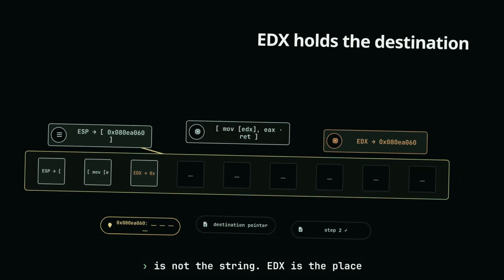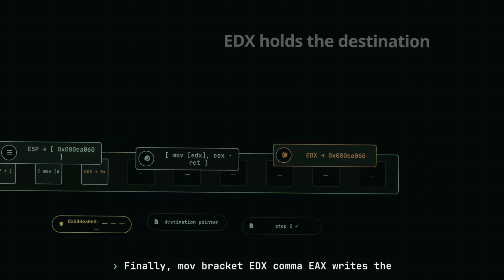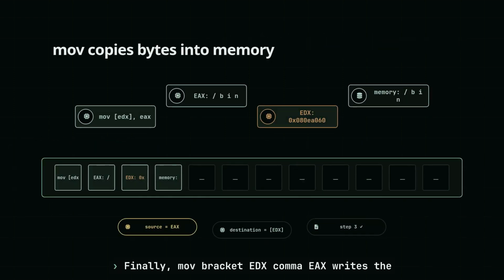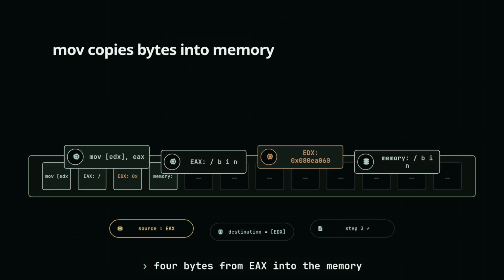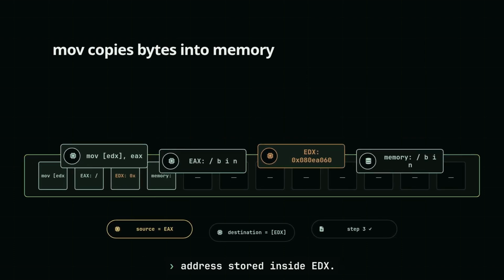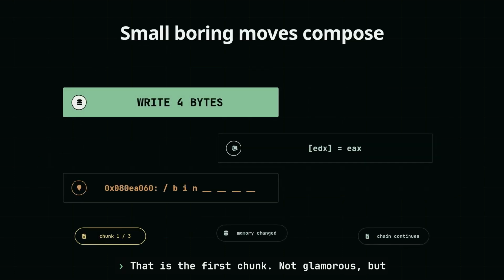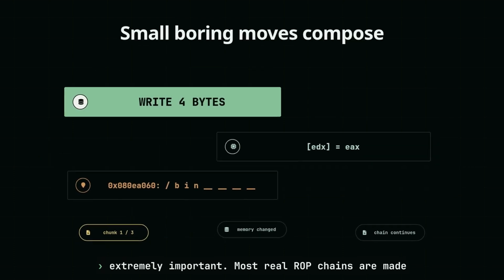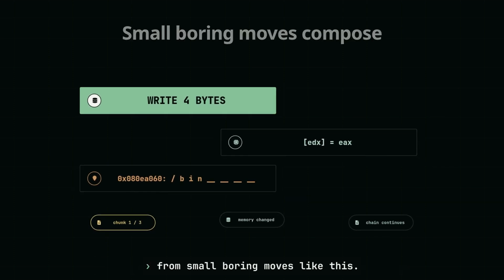Now EDX is not the string. EDX is the place where the string will be written. Finally, mov [EDX], EAX writes the 4 bytes from EAX into the memory address stored inside EDX. That is the first chunk. Not glamorous, but extremely important. Most real ROP chains are made from small boring moves like this.